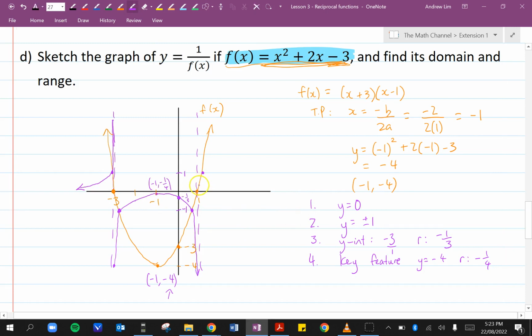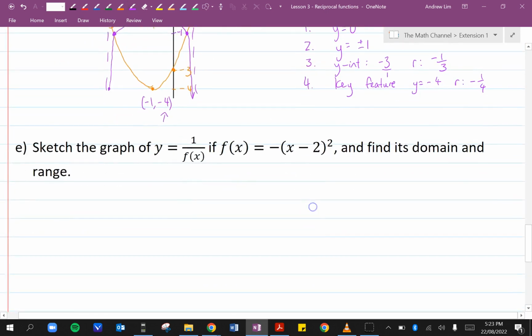And here also really small, 1 divided by something really small is really big. And that is it. All right. Question E.